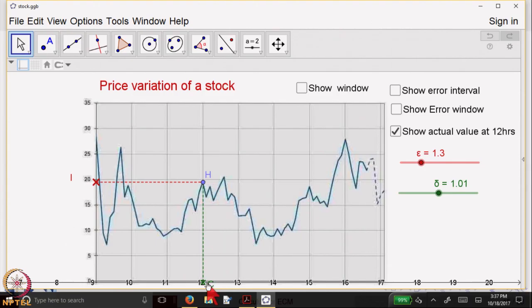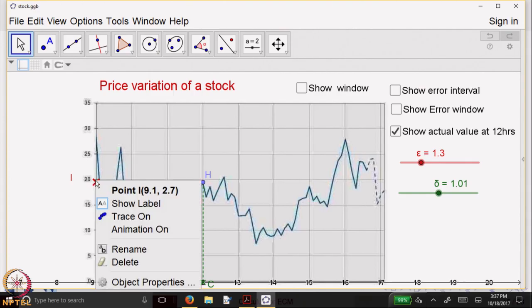At time 12 o'clock, the value was somewhere around just below 20 rupees or something like that. That was the value, right. I can see that value. Actually, this software tells me how to see that value. I can click here and find out the property of that. So, let us not go into that.